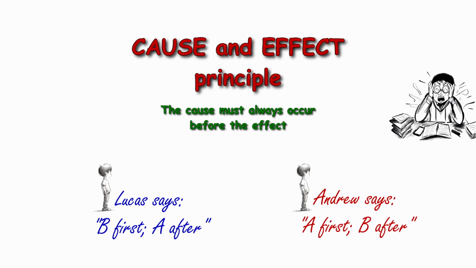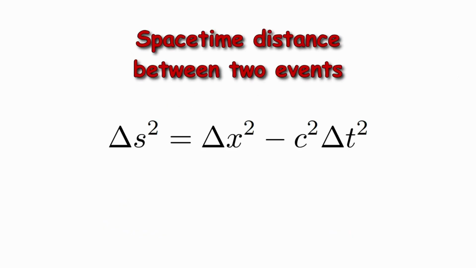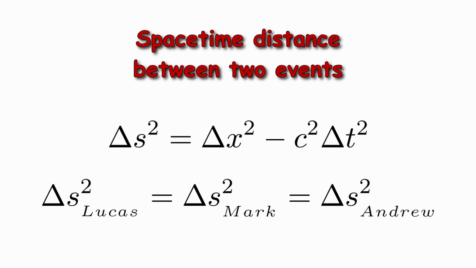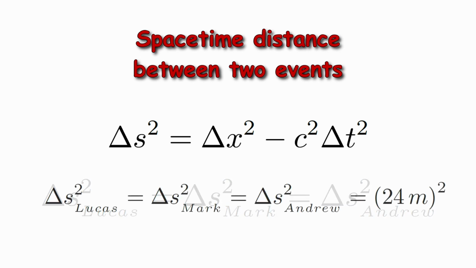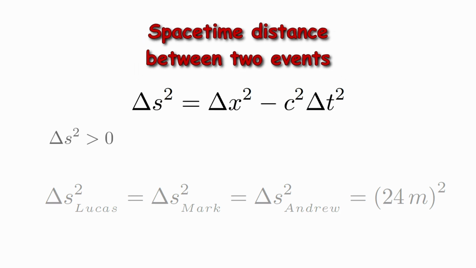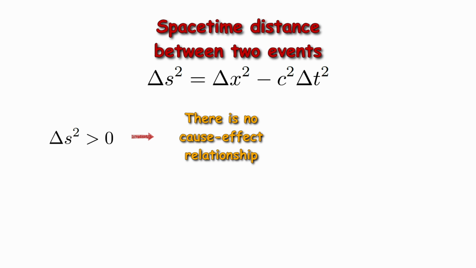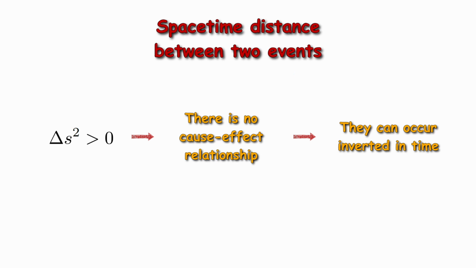starting from the fact that all this is absolutely real in the universe we live in, we must focus on the concept of space-time distance between two events. Two observers measure different distances, different time intervals, and do not necessarily agree on the temporal order between two events. But all observers measure the same space-time distance delta s squared between two events, which in this case is positive. When the space-time distance is positive, it means that there is no cause-effect relationship between the two events, and therefore those two events can happen reversed in time for different observers.